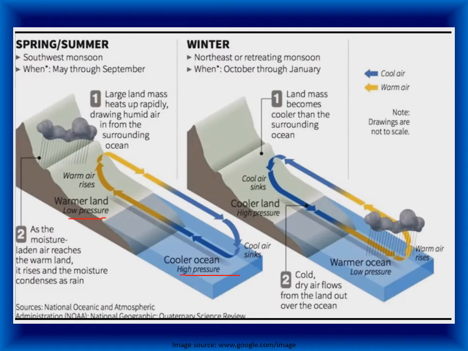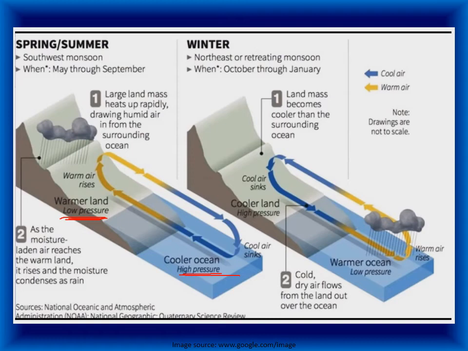Say for this example, during summer, the warmer land is a low pressure zone and the ocean is a high pressure zone. So wind movement is from ocean to land. And in India particularly, this causes the southwest monsoon, the rainy season, which we will face in the next few days or weeks. That is due to the extreme heating of the landmass during summer.